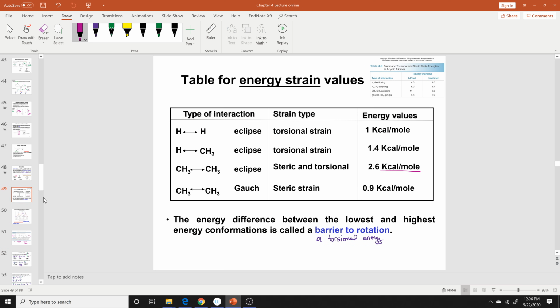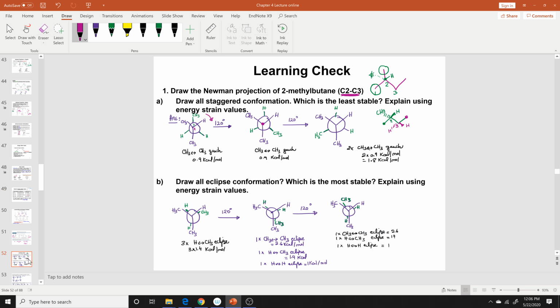For the CH3 Gauche, this is 0.9 kilocalories per mole. Or if you want, you can report it in kilojoules per mole. I believe I'm reporting it in kilocalories per mole in this example. So this is going to be 0.9. Do the same thing for this staggered conformation. I have again a Gauche conformation. And for this one, I have 2 Gauche conformations.